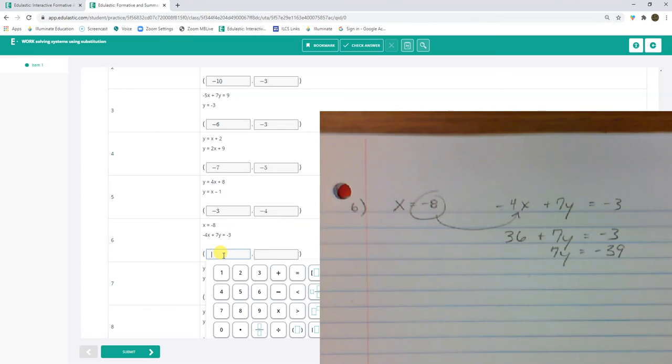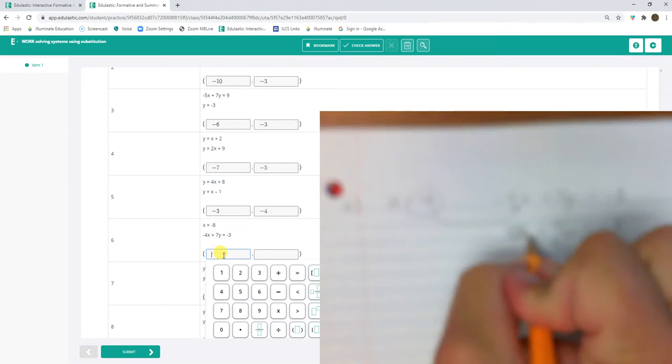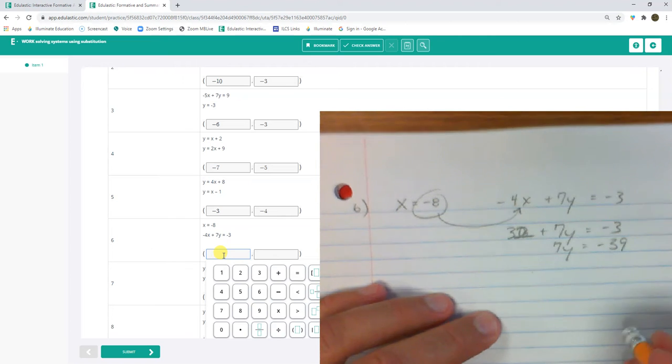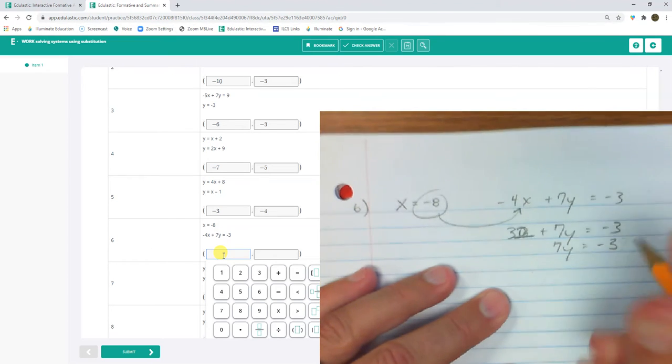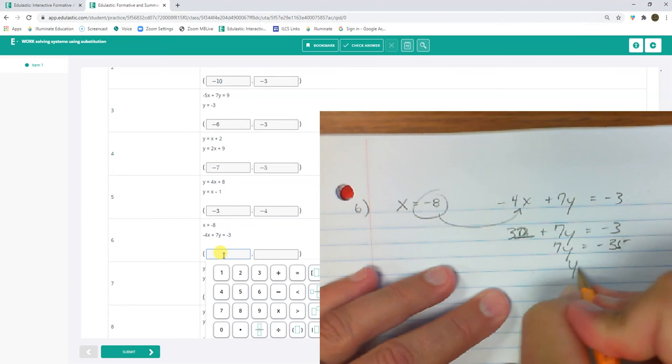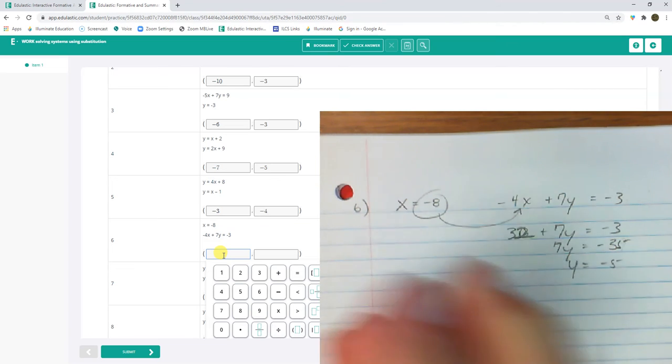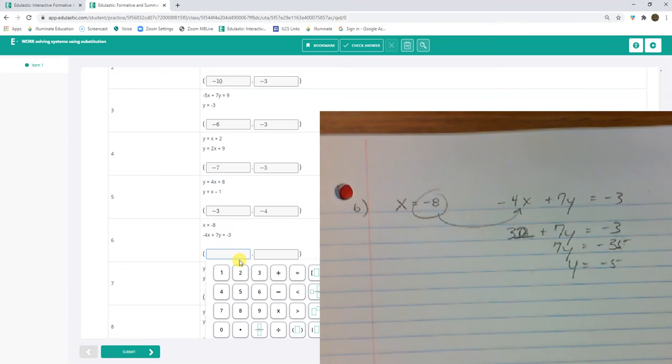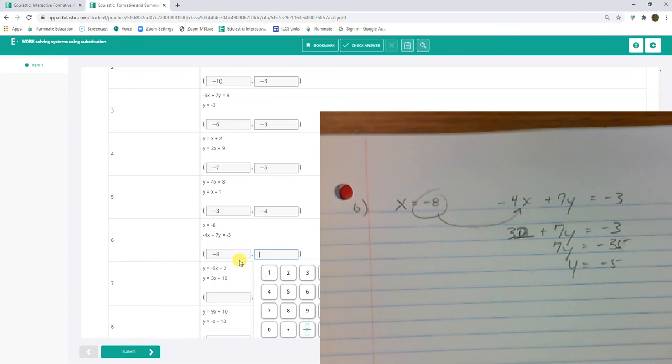39 divided by 7? It's 5.5. Where did I lose this? Because this is a 32. Adding 32 to both sides, subtracting takes me to a 35, which takes me to y equals -5. So -8, -5. Let's check our answers.